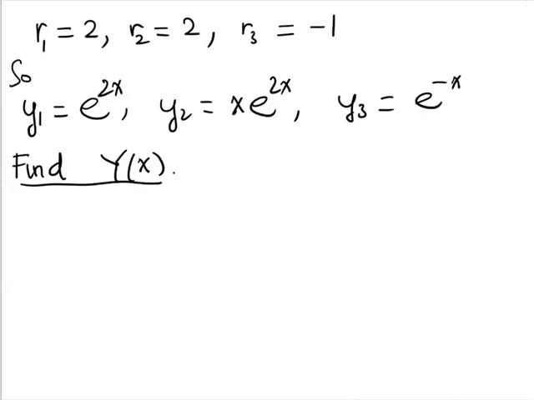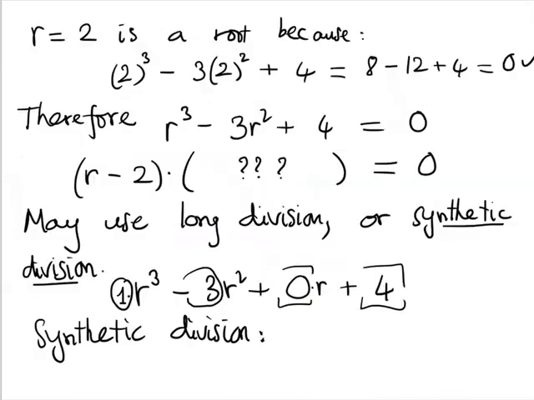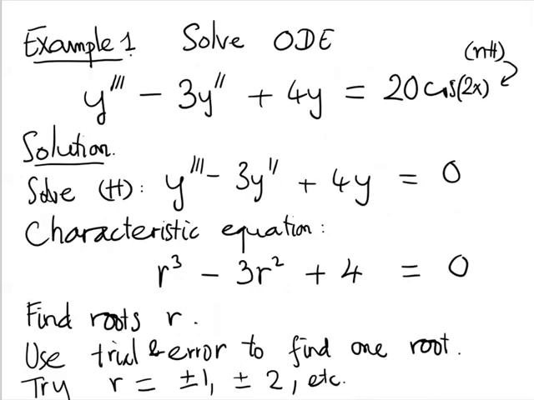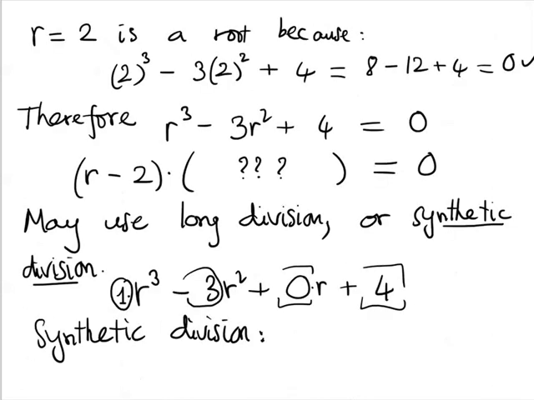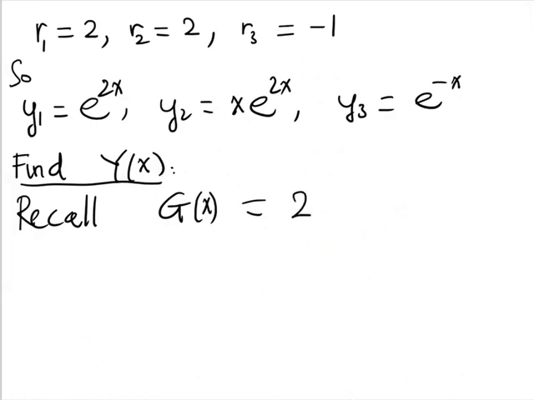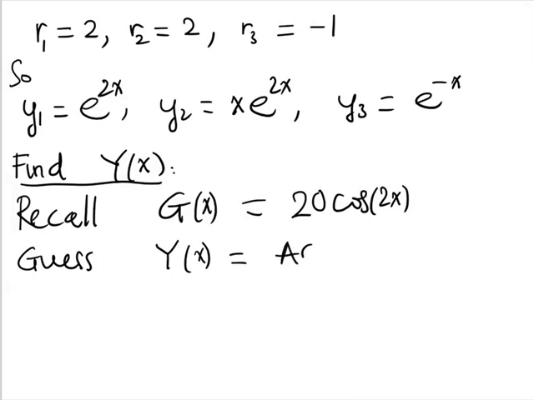This is exactly the same as before. We need to look at g(x). And in this problem, g(x) is 20 cosine of 2x. So we have our guess. This is the initial guess: A cosine of 2x plus B sine of 2x.